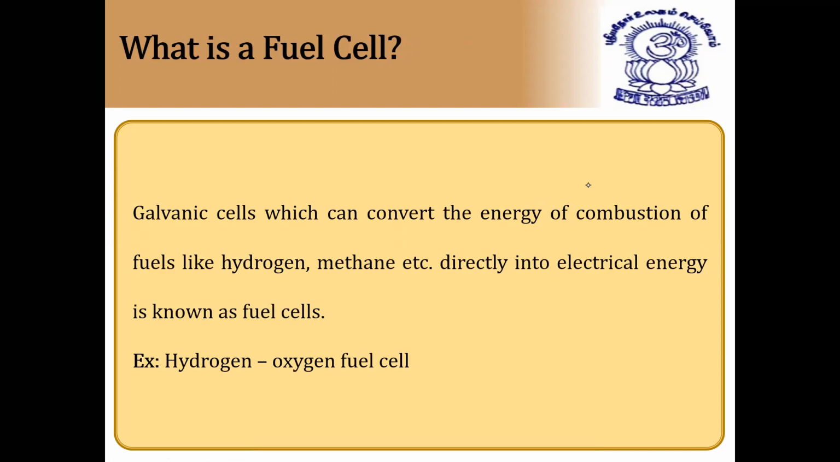One of the cells is the hydrogen oxygen fuel cell. It gives a lot of energy by burning of hydrogen and oxygen. When you combine hydrogen and oxygen by combustion, we get a lot of energy, and that energy is used for producing electric energy by the use of dynamos. So this is called a fuel cell.